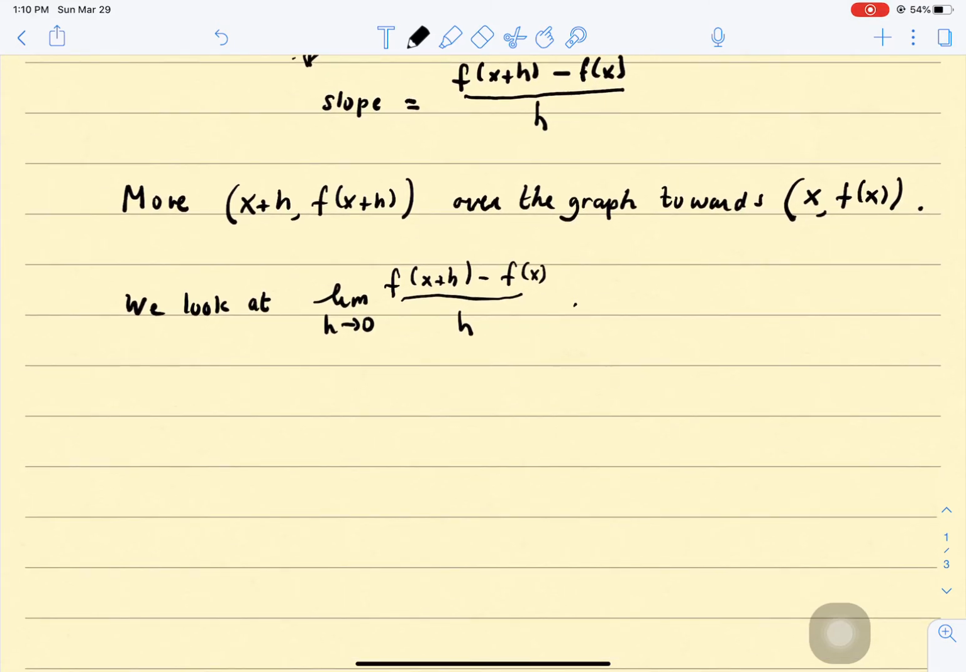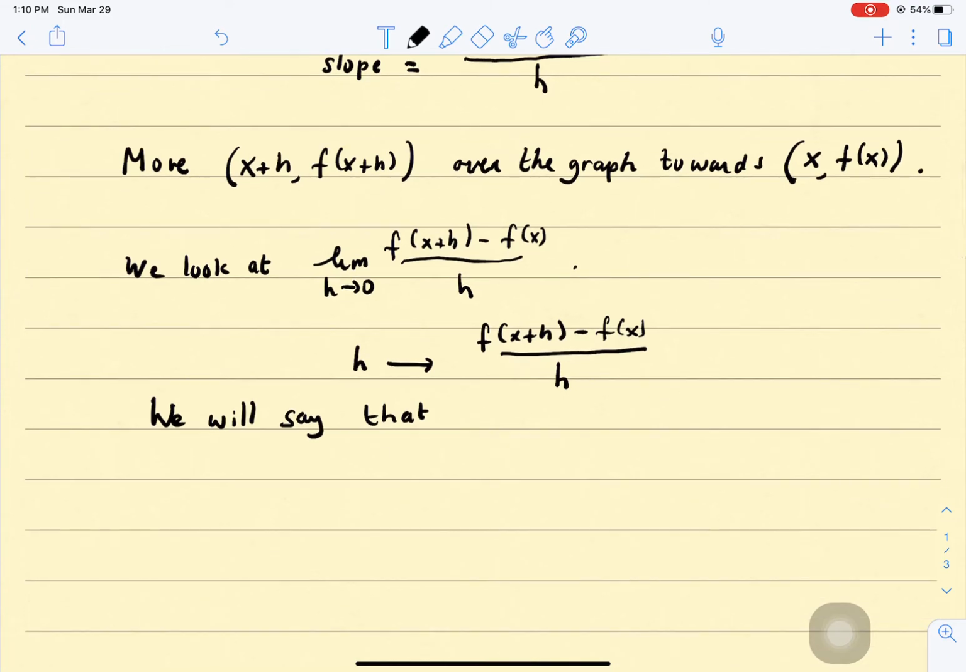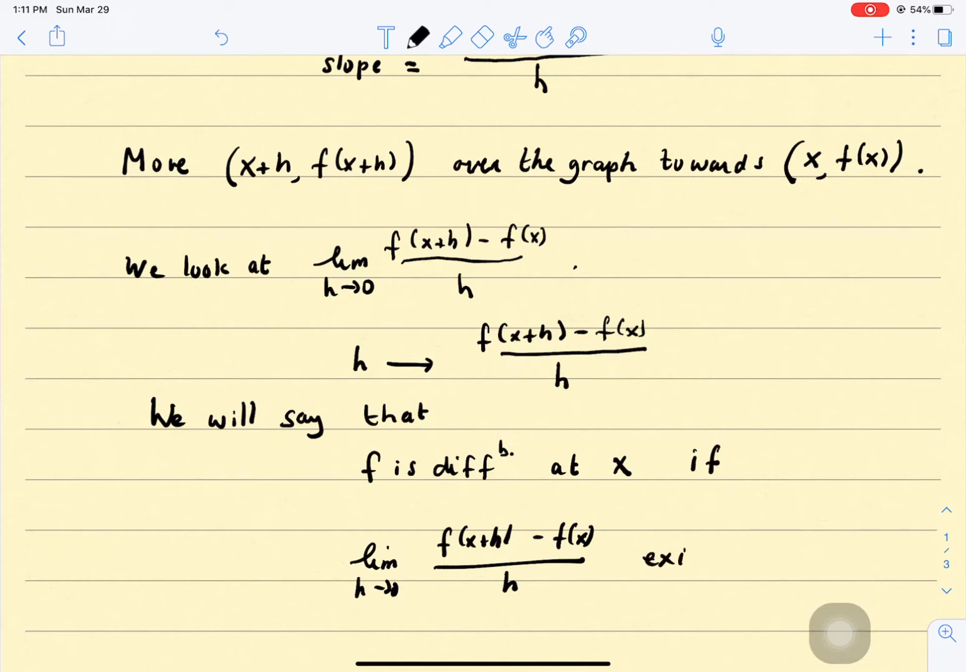So as I said, that function that sends h to f at x plus h minus f of x divided by h is looking at that triangle that's getting smaller if I let h go to 0. We will say that f is differentiable at x if the limit as h approaches 0 of f at x plus h minus f at x divided by h exists.